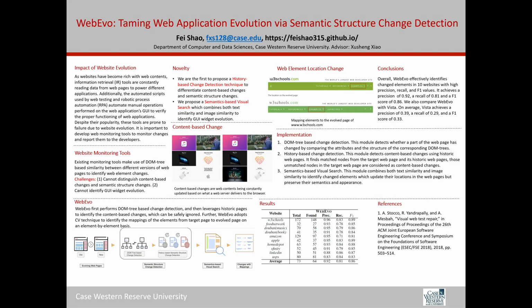To address these challenges, we propose WebEvo, an automated web monitoring tool that detects web elements with semantic structure changes. WebEvo first performs DOM tree-based change detection and then leverages historic pages to identify the content-based changes, which can be safely ignored. Further, WebEvo adopts semantics-based visual search, which combines both text similarity and image similarity to identify GUI widget evolution.